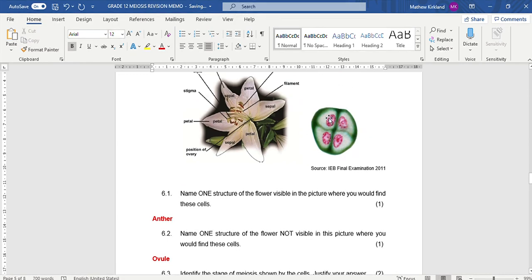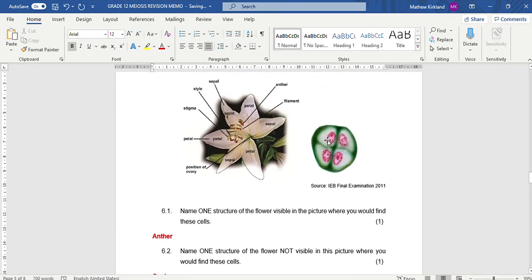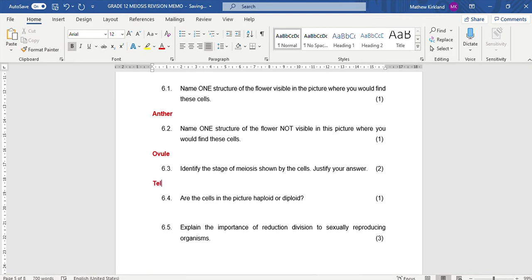How many cells are there? 1, 2, 3, 4. So if there are 4 and it looks like the nuclei have pretty much formed, it has to be telophase 2. Why? Because 4 cells have formed, and nuclei are present. So that would mean that it has to be in telophase 2. Hope you got that.